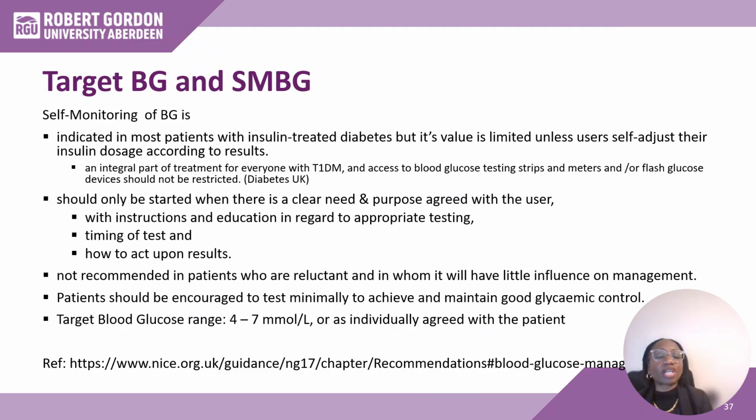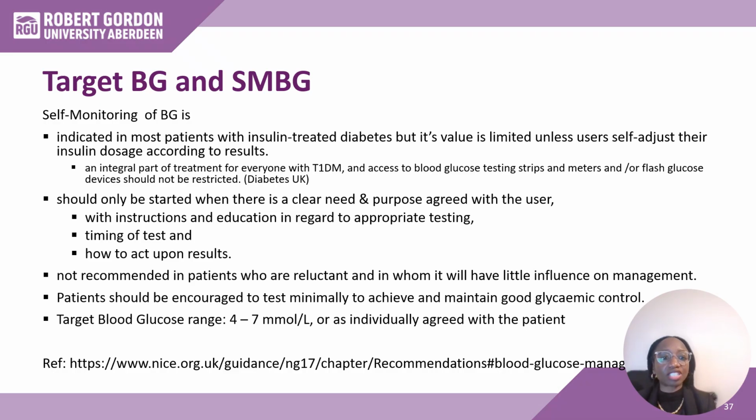Okay. So target blood glucose and self-monitoring of blood glucose. What is it? It's indicated in most patients with insulin-treated diabetes, but its value is limited unless the user self-adjusts their insulin doses according to results. So it is an integral part of the treatment for everyone with type 1 diabetes, because most or all of them will be on insulin, and access to blood glucose testing strips and meters or the flash glucose devices should not be restricted. Again, this is from Diabetes UK, so they're advocating for all patients to have those. And luckily, under the NHS, I think these are all covered.